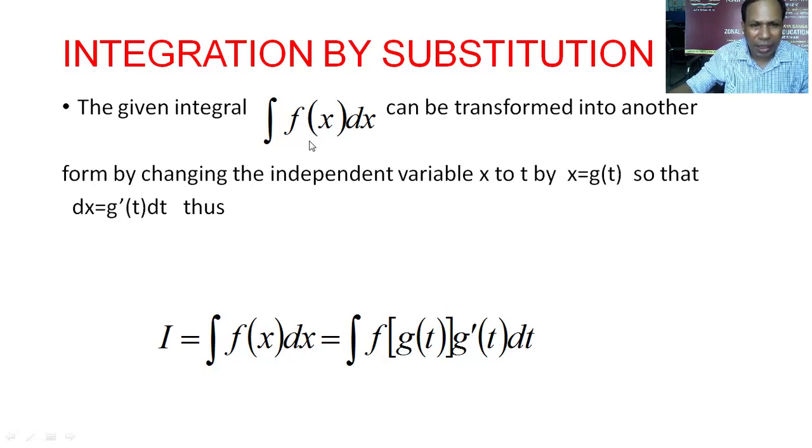So the given integral of f(x) dx can be transformed into another form by changing the independent variable x to the variable t by the substitution x is equal to g(t), meaning some function of t. By differentiating both sides, dx becomes g dash t dt. Putting x is equal to g(t) and dx is equal to g dash t dt in the given integral, our integral I becomes the integral of f(g(t)) into g dash t dt.